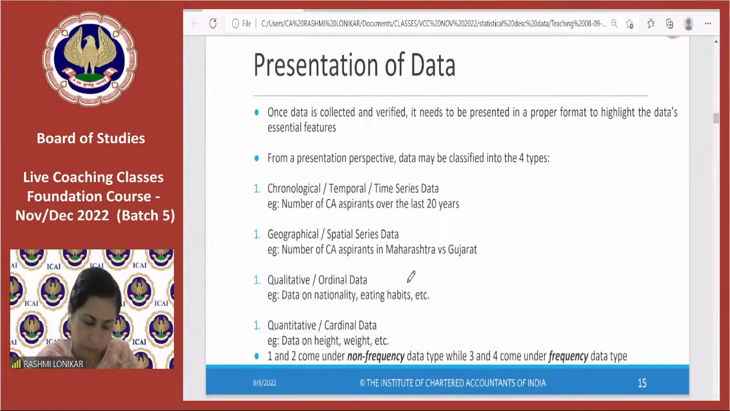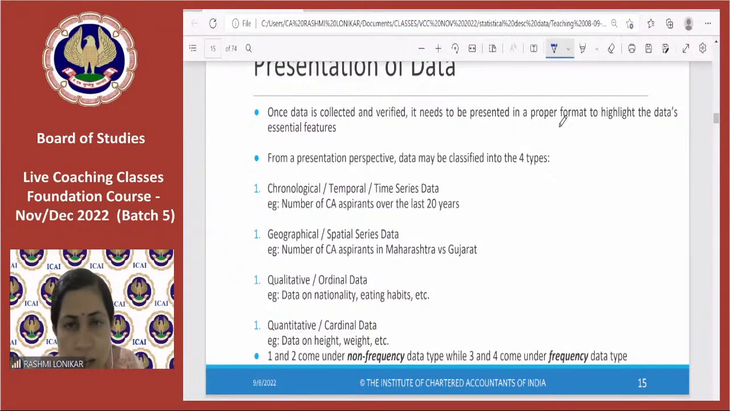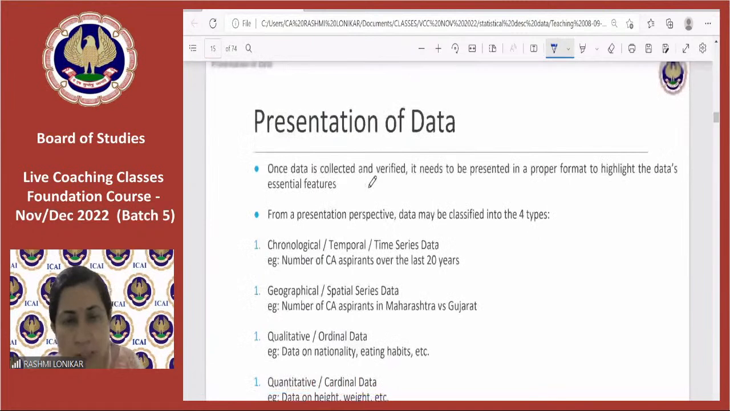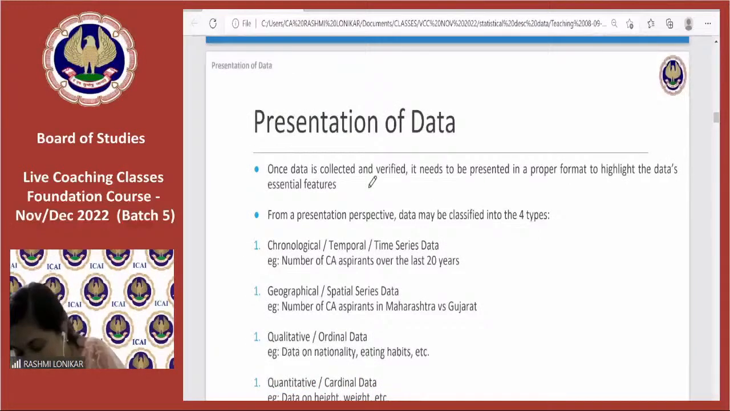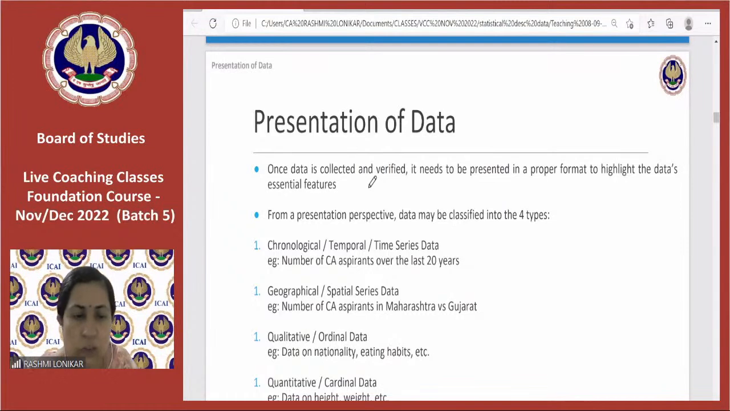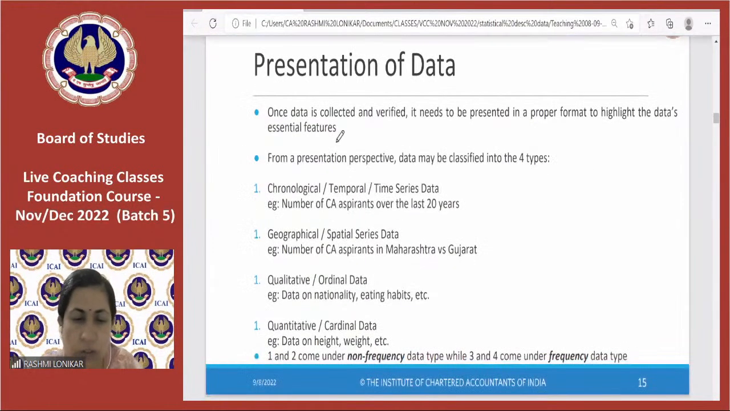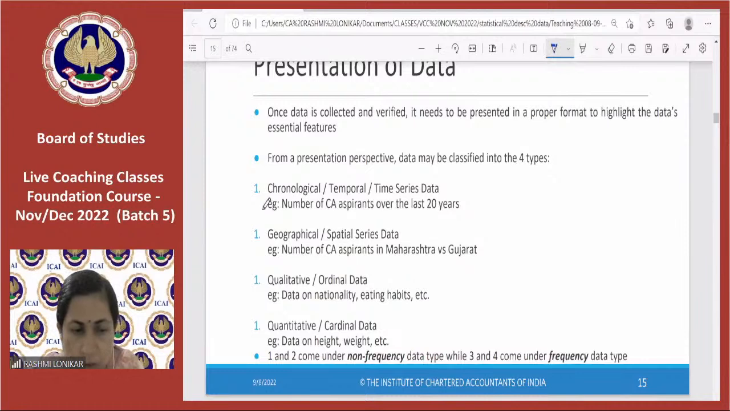Yes, Sheikh. Good. Profit and loss, etc. Right. Now, these are also some words that you may get in MCQs. So how do I present? I have collected the data and now need to present the data, and the last stage will be the analysis of the data. So we are going to talk about presentation. The first perspective is chronological, which is also called temporal, or time series data.